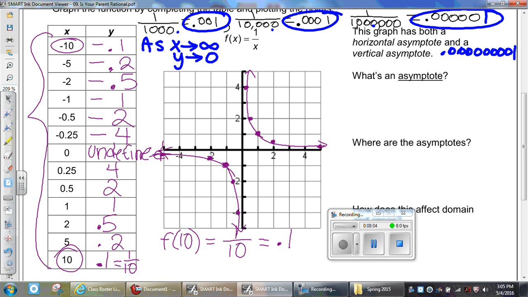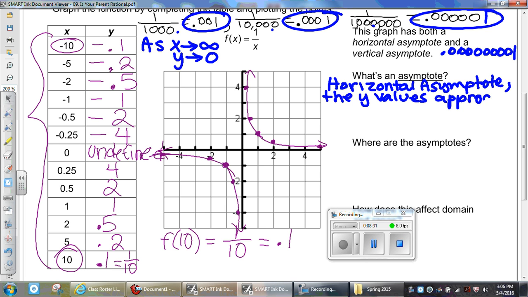Would you ever hit 0? You just keep adding that from it. It will just keep getting smaller and smaller, but not touch 0. And so that right there could give us an example of a horizontal asymptote. We could say the y values approach a horizontal line.